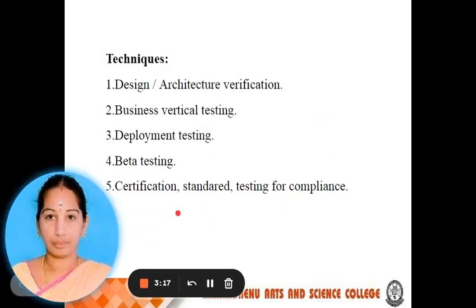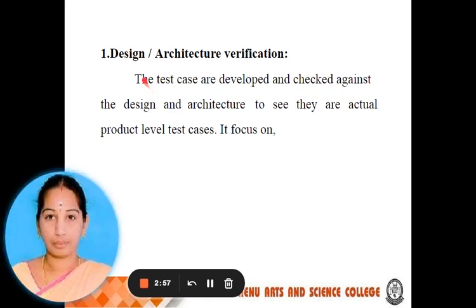Okay, the next one is, what are the techniques available in functional testing? First, design or architecture verification, business vertical testing, deployment testing, beta testing, and certification standards or testing for compliance. These are the techniques available in functional testing. The next one is design or architecture verification.